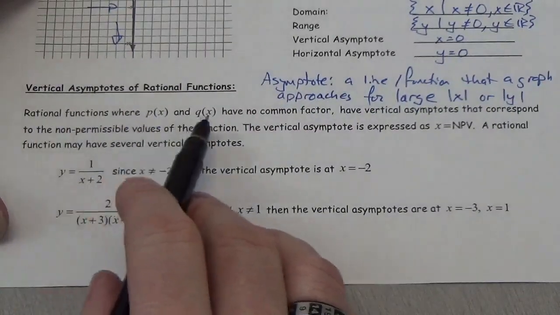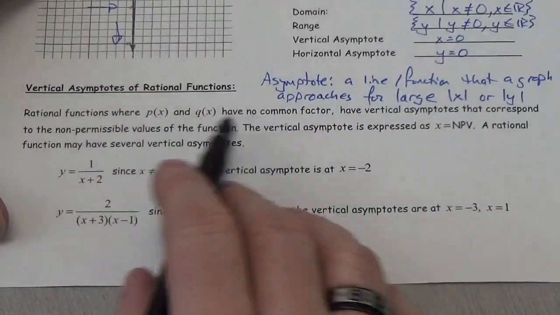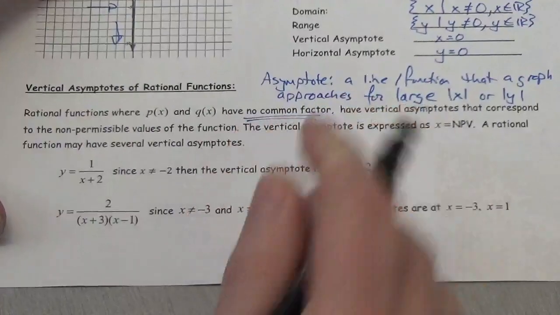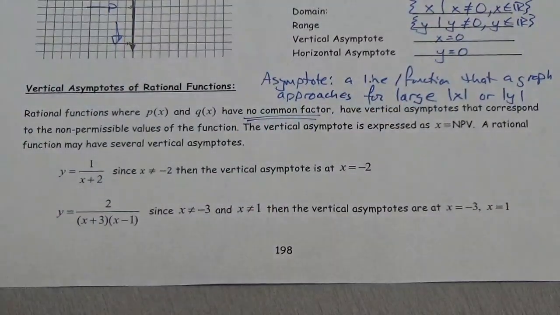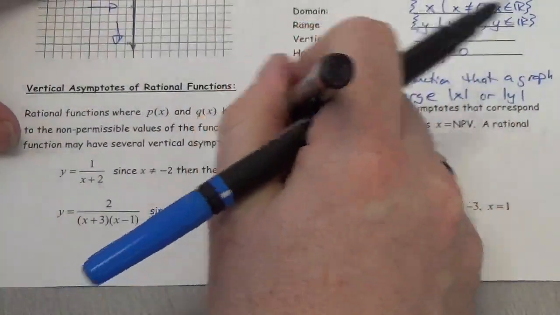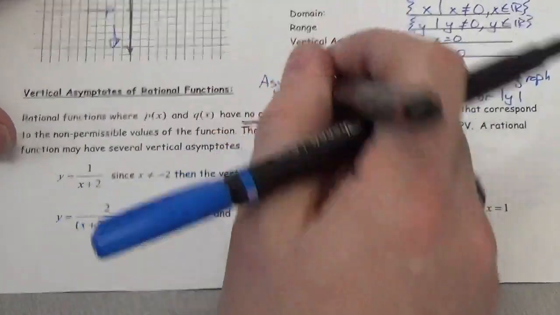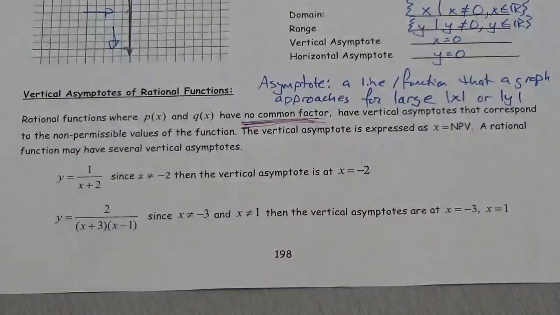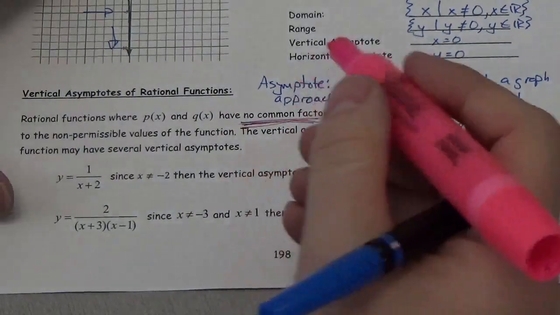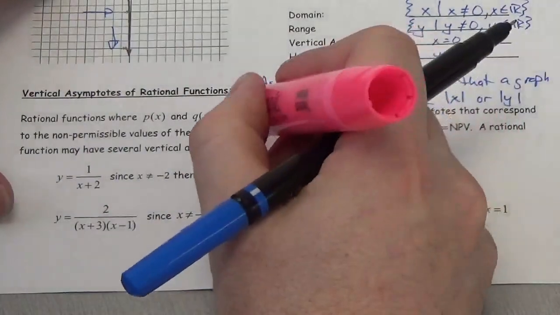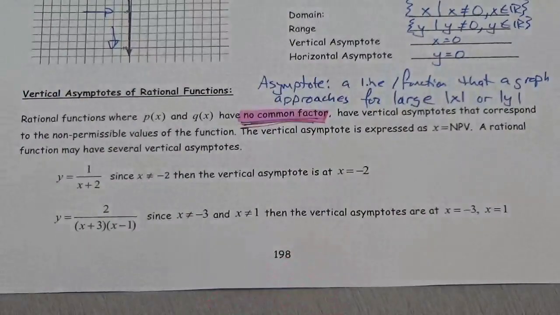So rational functions, we got p of x and q of x, and they have no common factor. Oh boy, that is a key point here. In fact, that is one of the things that we spend a fair bit of time in this chapter talking about when we talk about rationals here. It can have no common factor. If it does, then something else happens here.